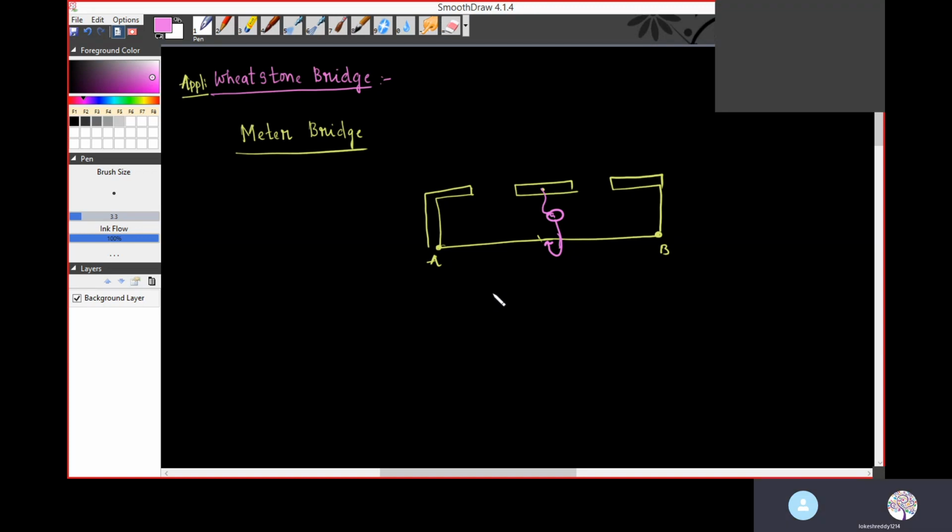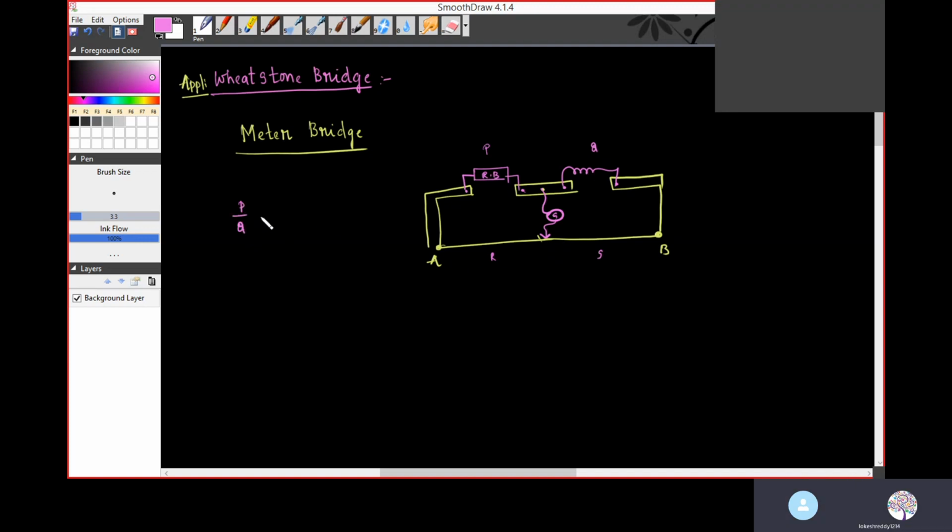Now here we'll keep one resistance box, and here one wire or something, so the unknown resistance can be found. This resistance box is the known resistance, and this is the unknown resistance. Let us call these P, Q, R, and S. Now if the galvanometer shows 0, then the bridge is balanced.